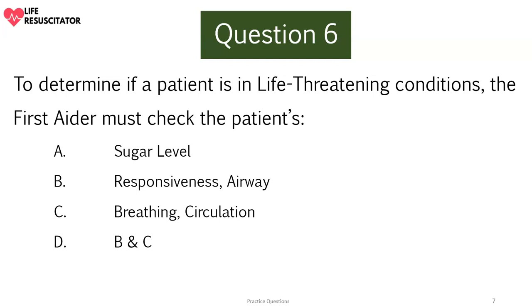To determine if a patient is in life-threatening conditions, the first aider must check the patient's A. Sugar level, B. Responsiveness, airway, C. Breathing, circulation, D. B and C. So what do you think the first aider will need to check before determining if a patient is in a life-threatening condition? Okay, so we're moving to question number 7.